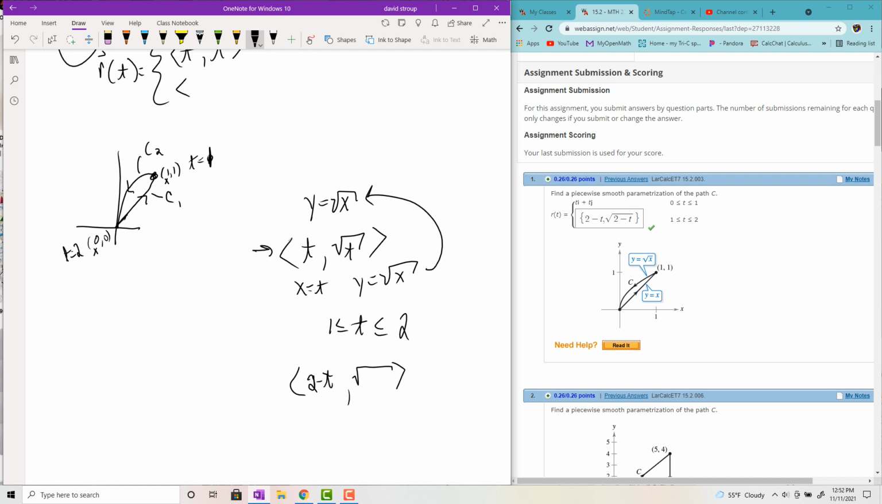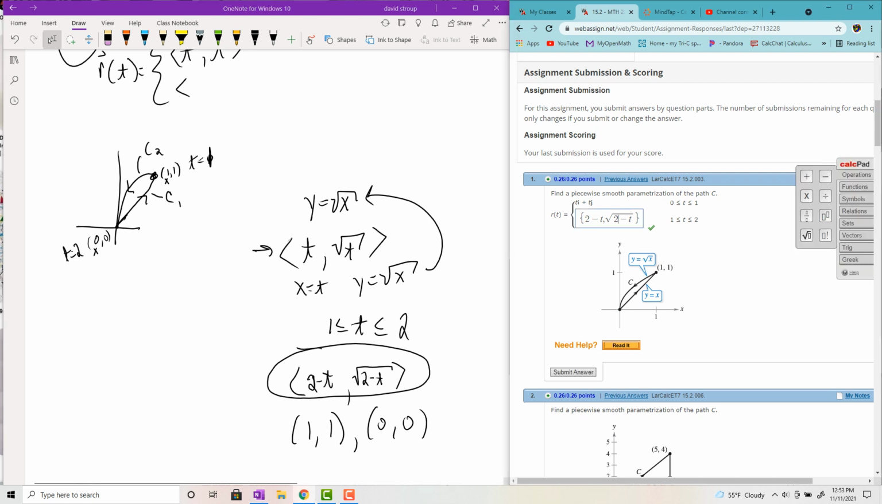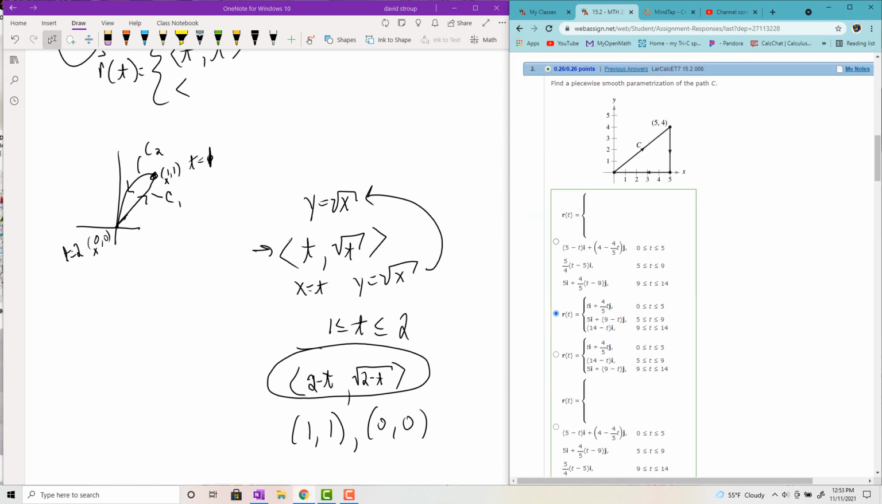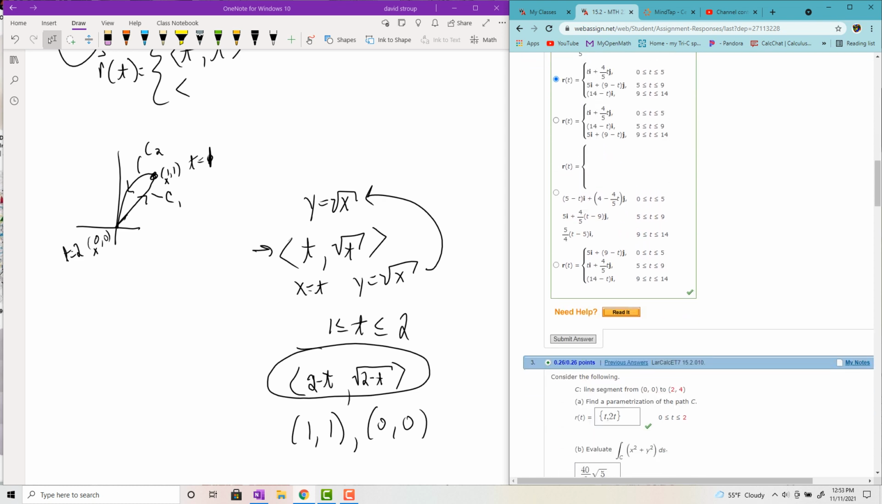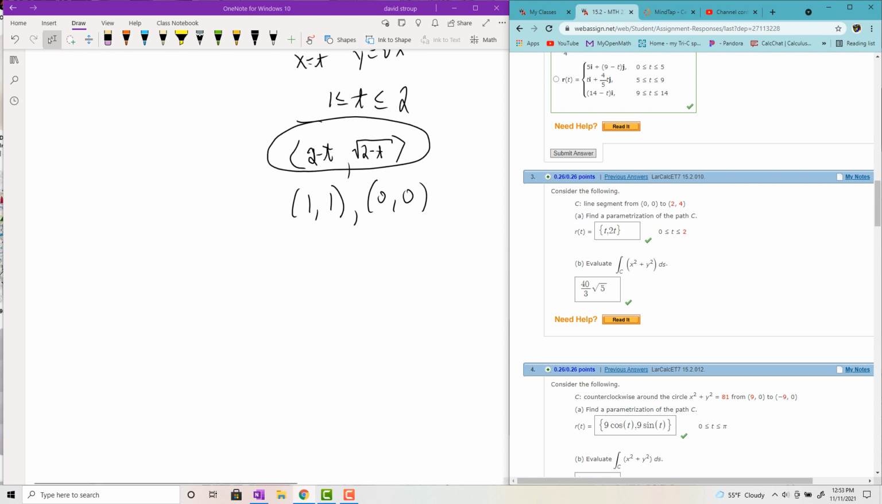Very simply, we could just put in a square root right there, and then we could see if we got it. When I put in 1, I got 2 minus 1 is 1, and then the square root of 2 minus 1, that's the square root of 1, that's 1. And then when t is 2, I get 0, 0. So it seems to work, and you could see to the right that was my answer, and certainly it worked. For number 2, you can just plug in values and see what works. You've got to start at 0, 0, and then go to 5, 4. So you could pretty much just guesstimate which one works.